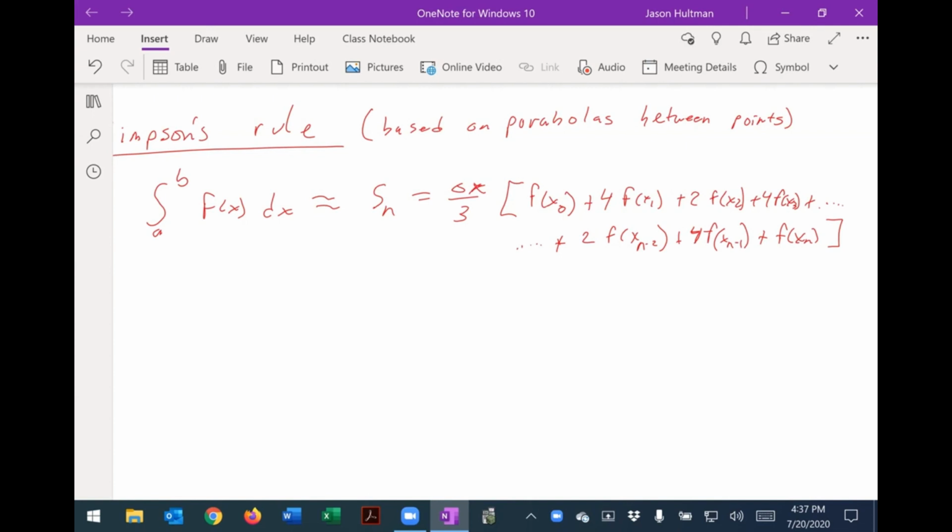Where n is even. We have to have an even n though. That's the caveat here. We have to have an even amount of subdivisions, where n is even, and delta x is equal to b minus a over n. Again, same thing as before. Okay, so that's Simpson's rule.